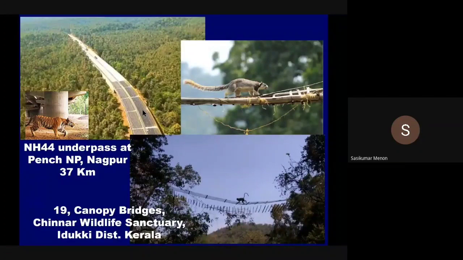Look at these canopy bridges that they have built in Chinnar Wildlife Sanctuary, Idukki district, Kerala. 19 canopy bridges are there. Very simple canopy bridges which have been built by the locals, maintained by the locals, and they are paid for it. So they are jolly well happy to maintain all this, and you have wildlife using it, including squirrels. They are using it to cross, and that's one thing that we can do. And most of the deaths have been reduced, which otherwise would happen as they get run over by the traffic.